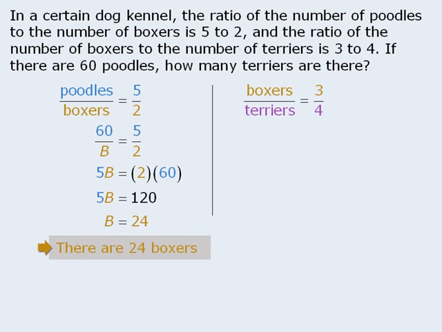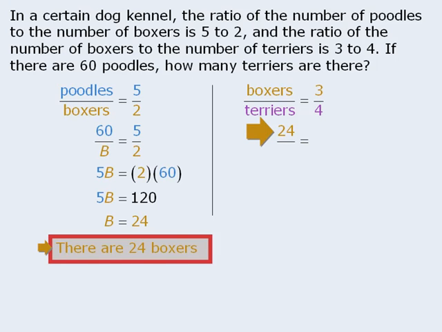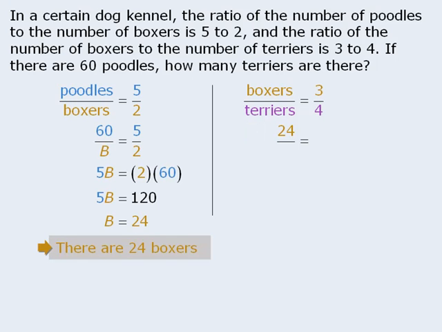Now the question also tells us that the ratio of the number of boxers to the number of terriers is 3:4. Well, we just learned that there are 24 boxers, so we can replace the number of boxers in our ratio with 24. Since we don't know the number of terriers, let's let t represent the number of terriers. Now this ratio, we are told, is equal to 3:4.